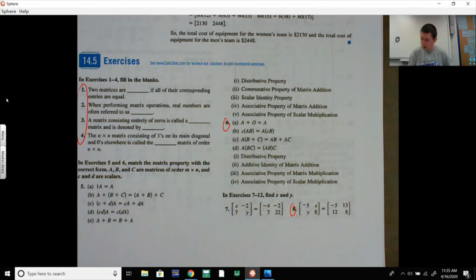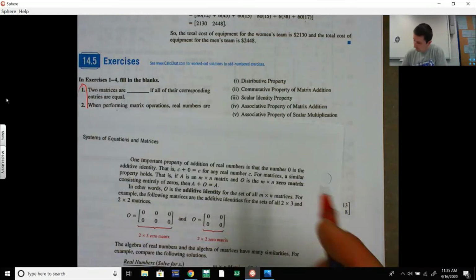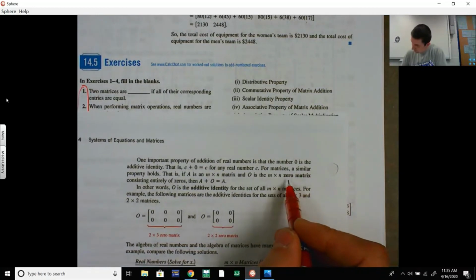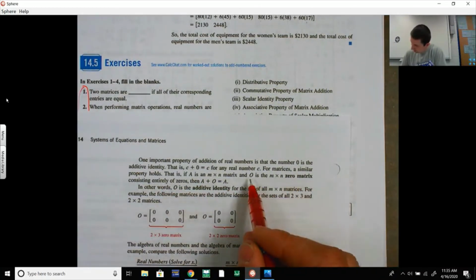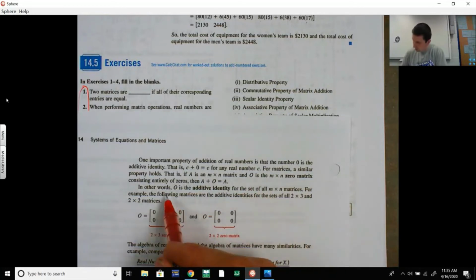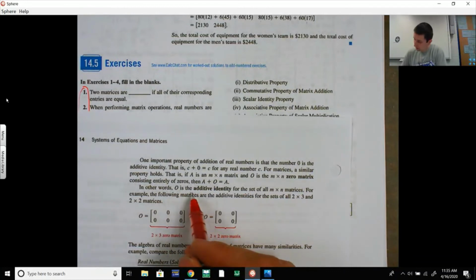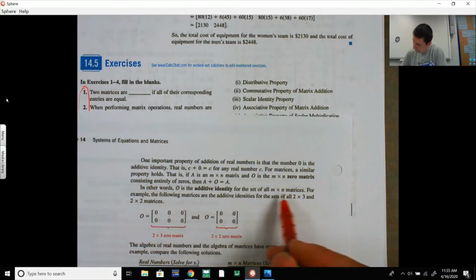Okay, here, top of page 912 is some of the vocab. It's talking about a zero matrix. And A plus 0, so if it's entirely of zeros. In other words, O, that's the zero matrix, a capital O. That's how it's represented, is the additive identity.